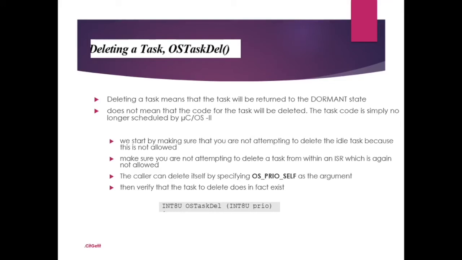The third point to be noted is that the caller can delete itself by specifying OS priority self as the argument. And one more point is that we have to verify whether the task is present or not in order to delete that. The function can be called like this: int a2 OS task delete, and the parameter that is passed is the priority of that task.